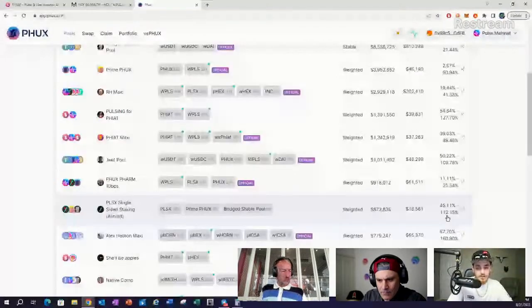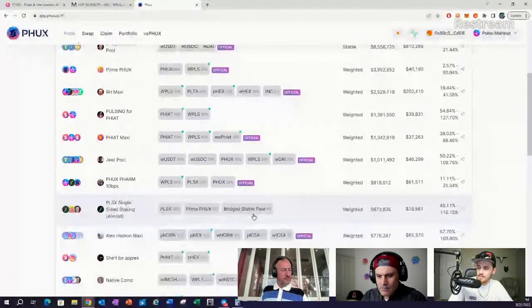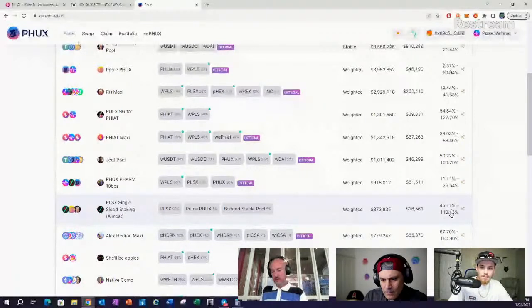So you could borrow PulseX against your stablecoin, enter into this pool, stake it, and earn 45% or 112% on your PulseX.